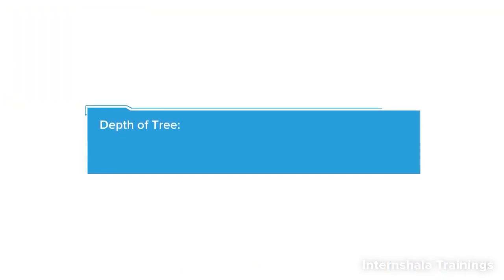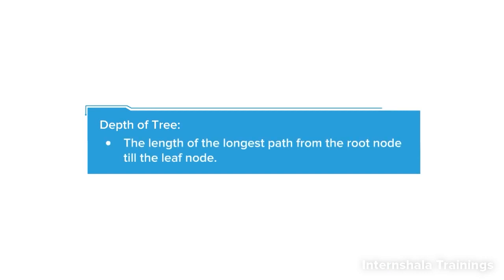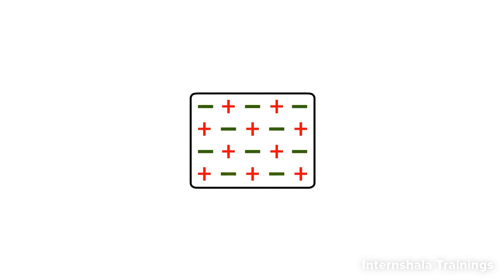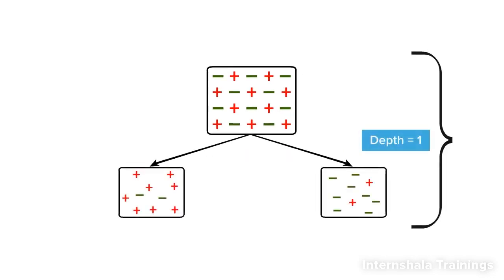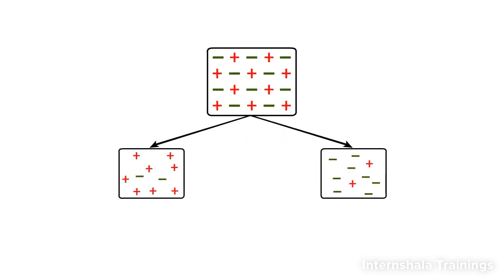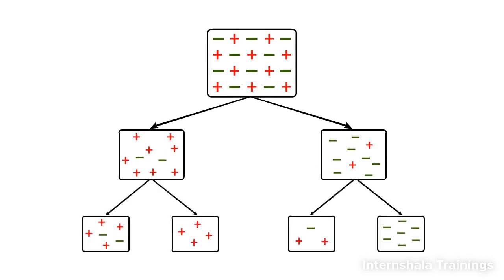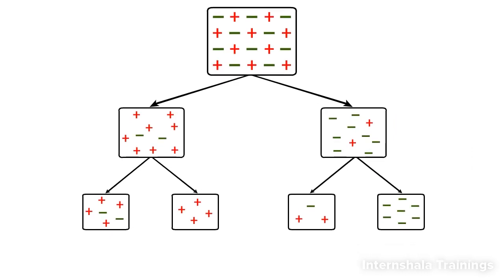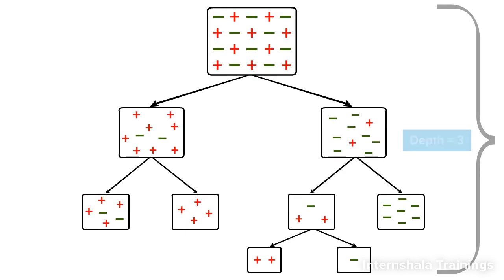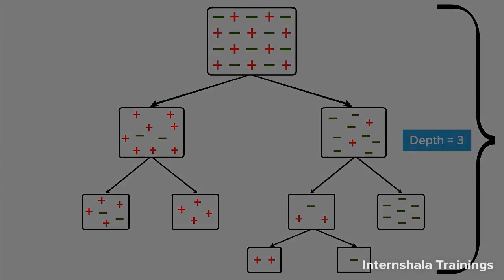There is one more terminology called the depth of the tree. It is the length of the longest path from the root till the leaf node. Note that the root node alone is considered as tree of zero depth. Here, the longest path is only 1 and hence the depth of this tree is 1. If you look at this particular problem, the longest path here is 2 and hence the depth of this tree is 2. Finally, the longest path in this tree is 3 and hence the depth is 3 here.